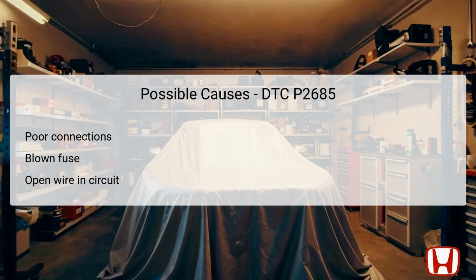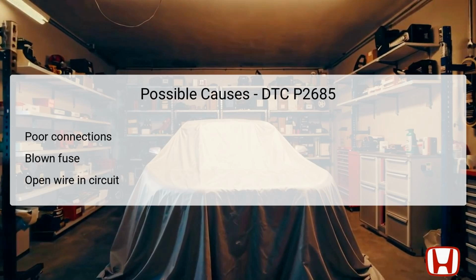The underlying causes of DTC P2685 can be categorized into a few distinct areas. Firstly, poor electrical connections between the TCM and the underhood fuse relay box can lead to inadequate voltage transmission. These deficiencies may stem from corroded connectors, loose terminals, or damaged wiring harnesses.